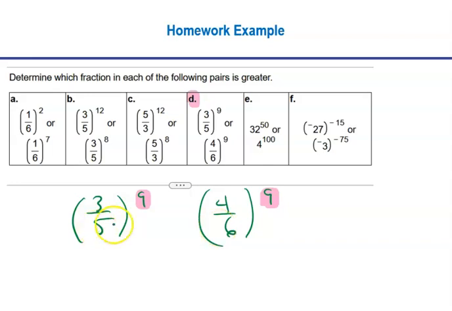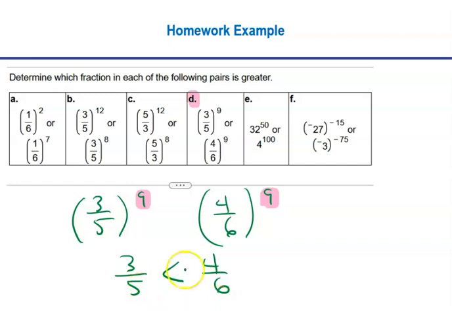Both of these are between 0 and 1. But if you've got the same exponent, we really just need to know which base is bigger. What are we going to do here? If you keep raising 3/5 to the 9th, it's going to get smaller and smaller, but 4/6 to the 9th. So really, which one is bigger is determined if you could just compare 3/5 and 4/6. 3/5 is smaller than 4/6. How could we prove that?